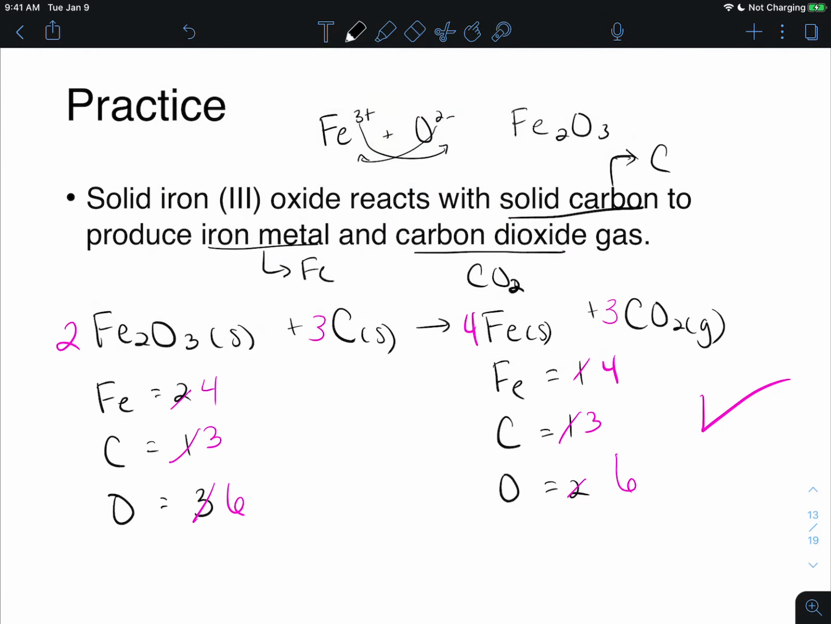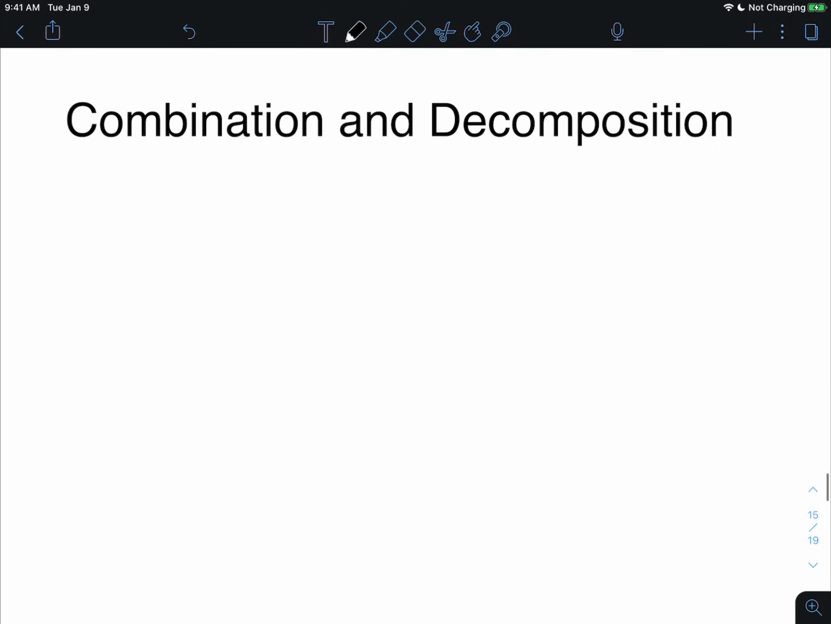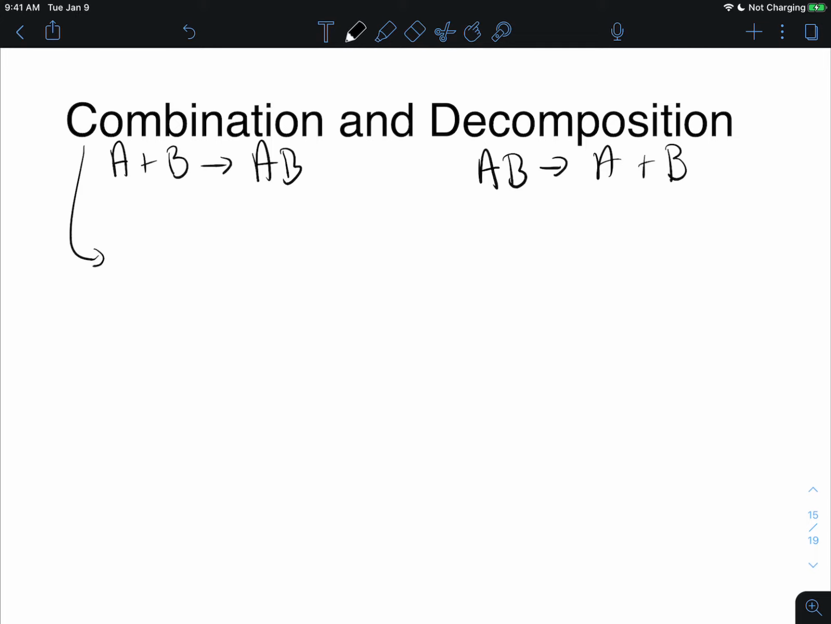Okay, let's move to looking at what type of reactions we have. So when I say things like it decomposes, you'll know what I mean. So we have several different reaction types. Let's look first at combination and decomposition. Combination is A plus B gives AB, and decomposition is AB breaks down to produce A plus B. Pretty simple. A combination is going to be 2 or more substances combining to form one product.